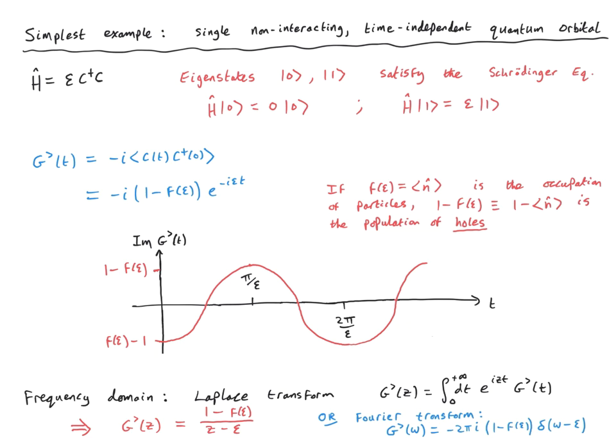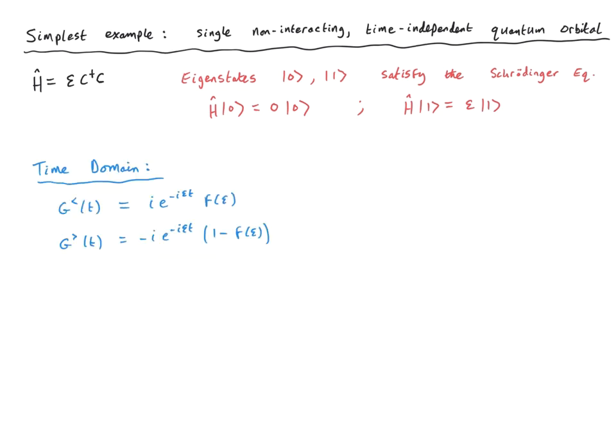Alternatively, we can perform the regular Fourier transform, and in that case, very similar to the case of g lesser, we obtain minus 2πi times 1 minus f of ε times the delta function δ(ω minus ε). These are two equivalent ways of performing the transformation, either to the complex argument z or to the real frequency ω. So let me now summarize.